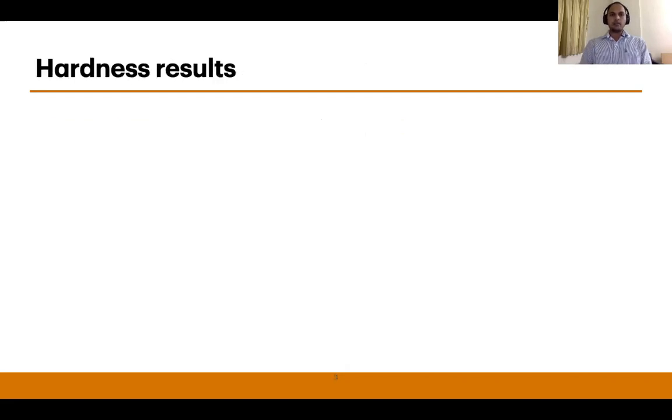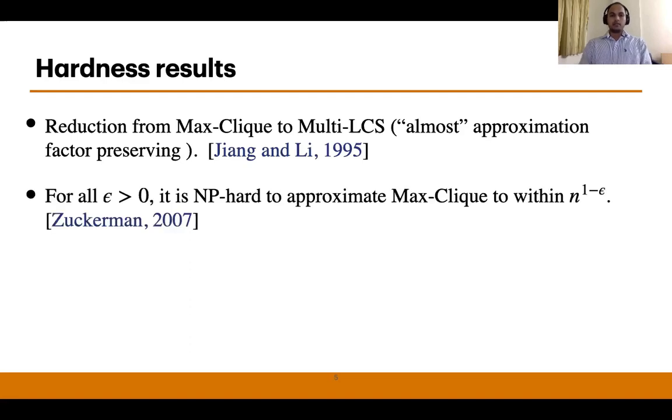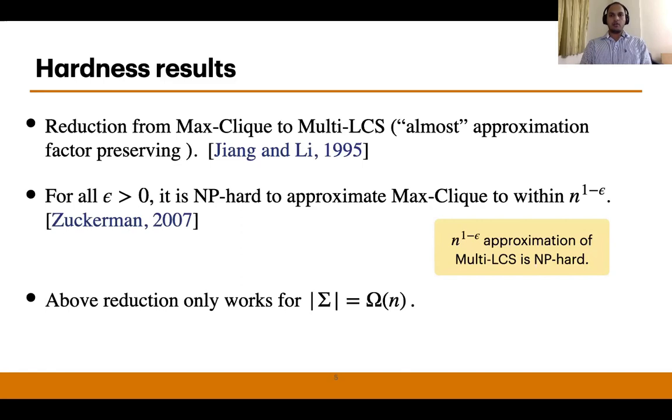Now let's look at some of the hardness results known for approximation of multi-LCS. Jiang and Li gave a reduction from max clique to multi-LCS. This reduction almost preserves the approximation factor. Then Zuckerman shows that n to the power 1 minus epsilon approximation of max clique is NP-hard for any epsilon greater than 0. Combining these two results, we get that n to the power 1 minus epsilon approximation of multi-LCS is NP-hard. But this reduction only shows the hardness of multi-LCS instances when the alphabet size is at least n.